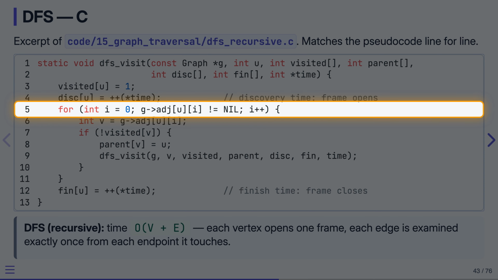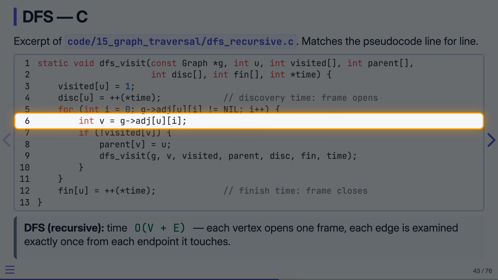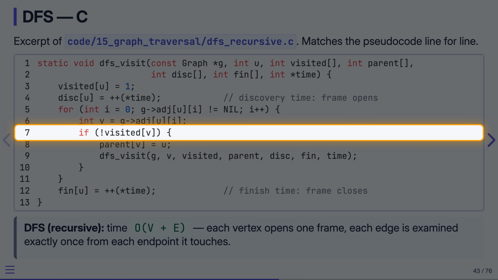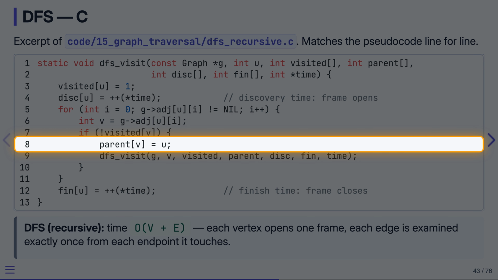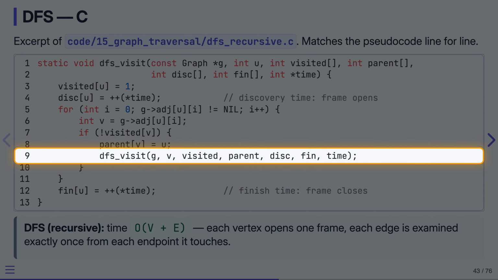Now the loop walks the adjacency list of U. It stops at the nil marker, which is the end of the list. Each time round, it reads the next neighbor into V. It checks whether V is still unvisited. If V is new, it records that we reached V from U. It sets parent of V to U. Then it calls DFS visit on V. This is the recursion. One more frame goes on the stack, and we dive deeper.